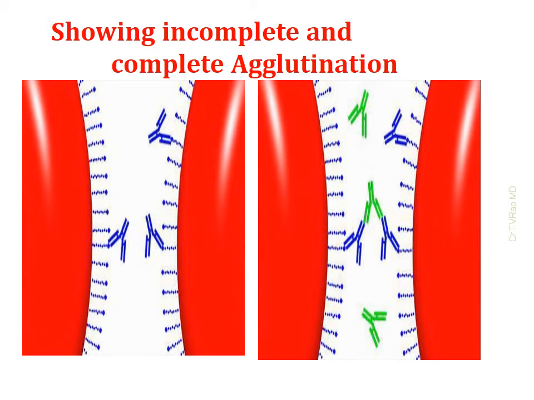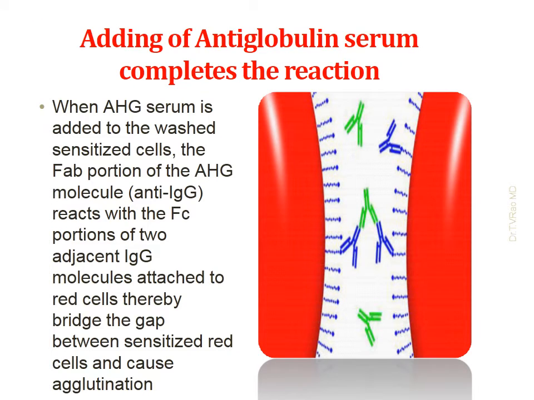So this is a complete and an incomplete agglutination, where the incomplete one doesn't form complete agglutination because of the negative charges present between the sensitized RBCs, and here it is a complete agglutination because the Fab region of the immunoglobulins are connected with RBC, and this forms a complete agglutination. Adding of antiglobulin serum completes the reaction.